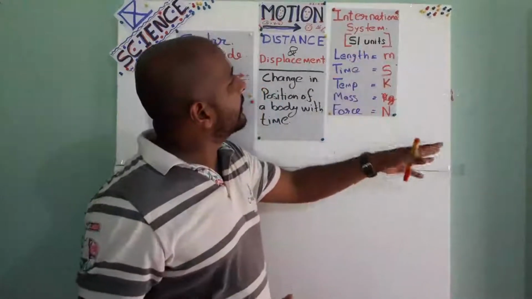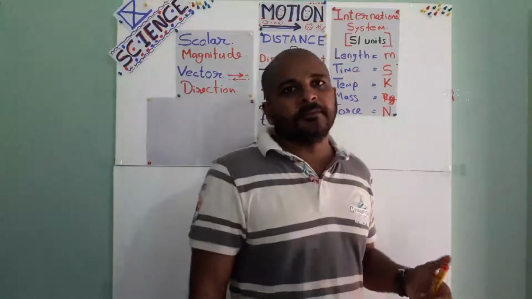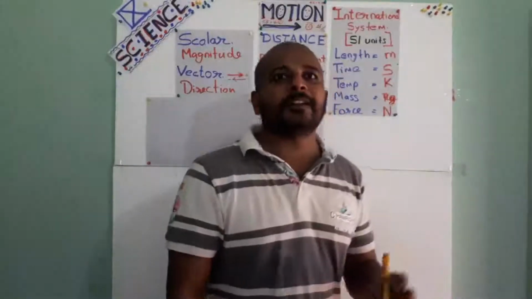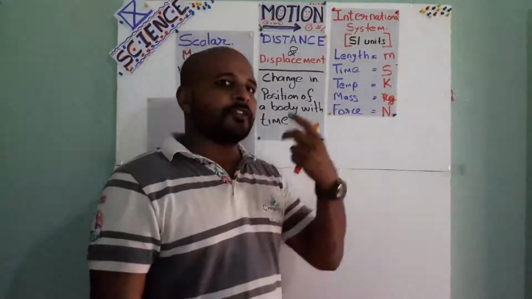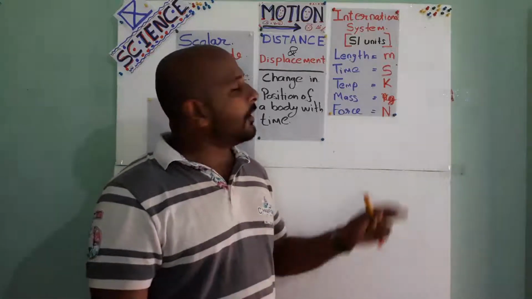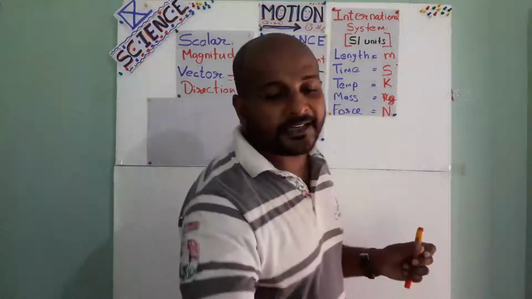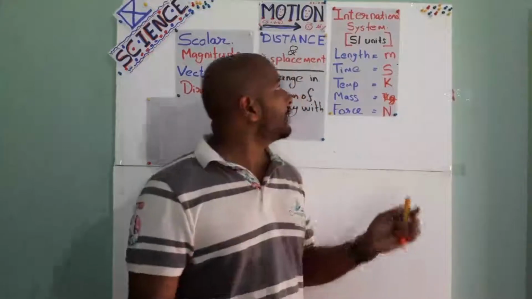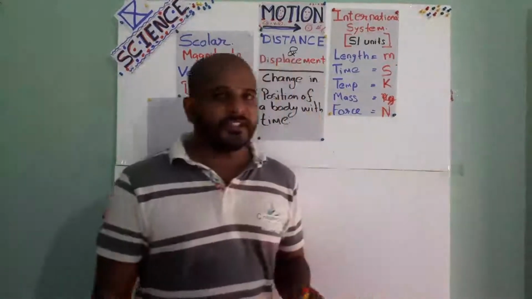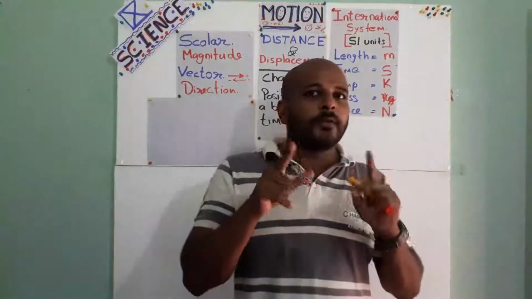For example, the question is: Ramu travelled 1 kilometer in an hour. Mention these in standard units. How will you mention it in standard units? Distance travelled by Ramu, 1 kilometer. We want to convert it into meter. You will get 1000 meter, isn't it? That is the standard unit of 1 kilometer. Time, 1 hour, how many seconds? 60 times 60, 3600 seconds. Understood? So never forget these things while doing your numerical problems.